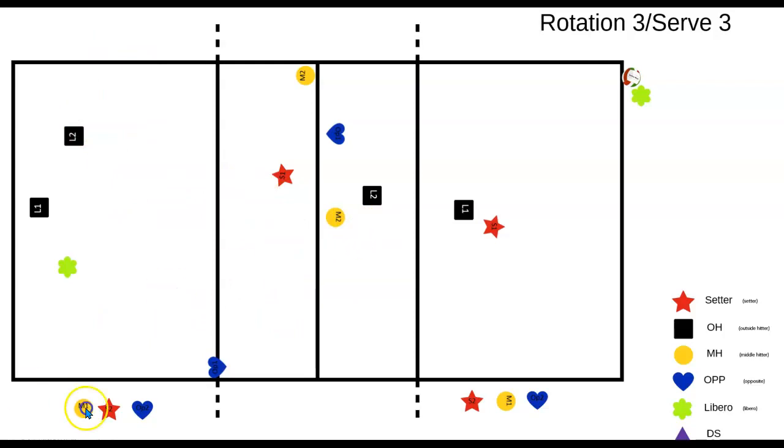Okay. The other thing that happens is our opposite. Our opposite comes to the 10-foot line, lines up on the sideline, so she has a better chance of calling balls in and out. Now we're all set. Let's watch the movement on the serving side when the ball is served.